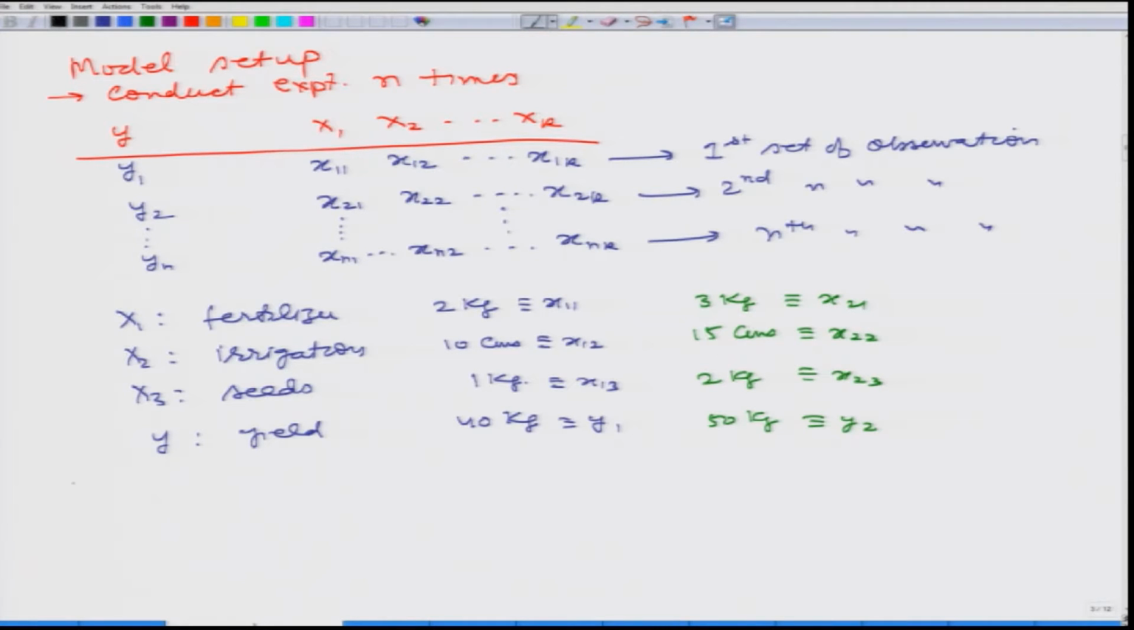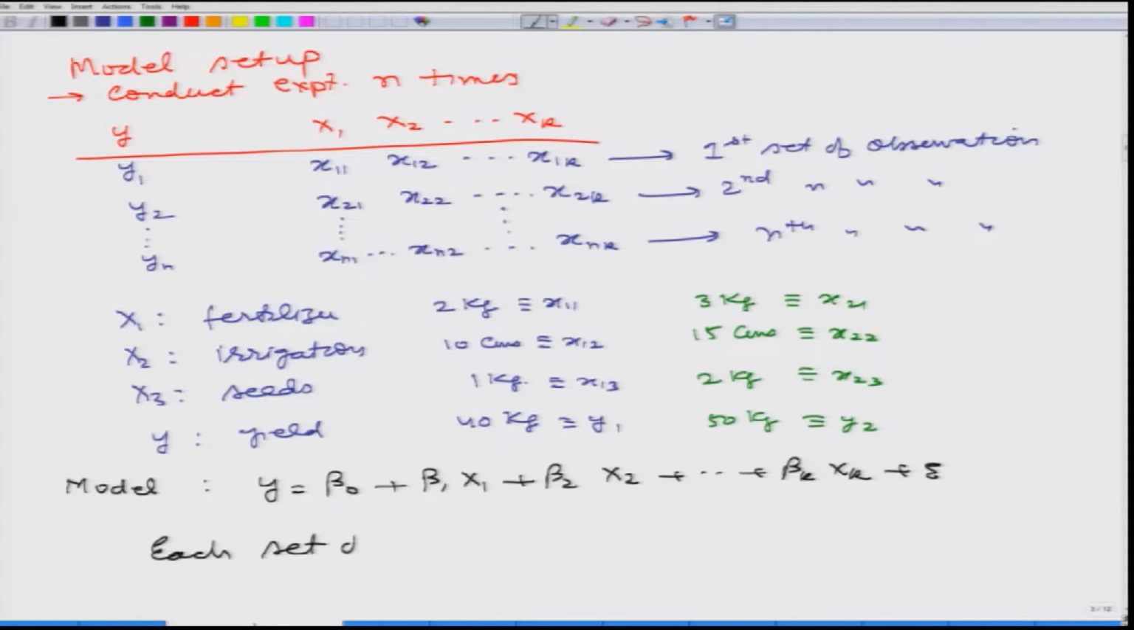So, now if you see, we have here a model which is y is equal to beta 0 plus beta 1 x1 plus beta 2 x2 plus up to beta k xk plus epsilon, right. Okay. Now, we assume that each set of observation satisfies this model.